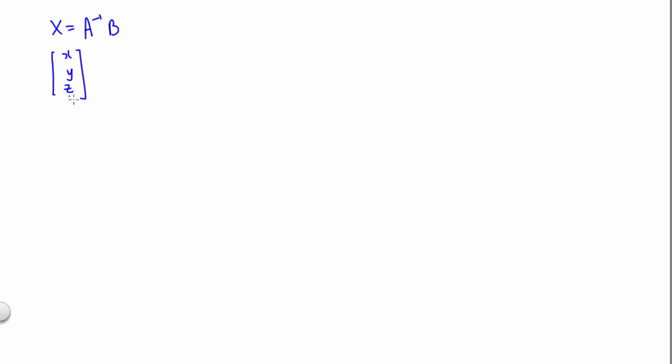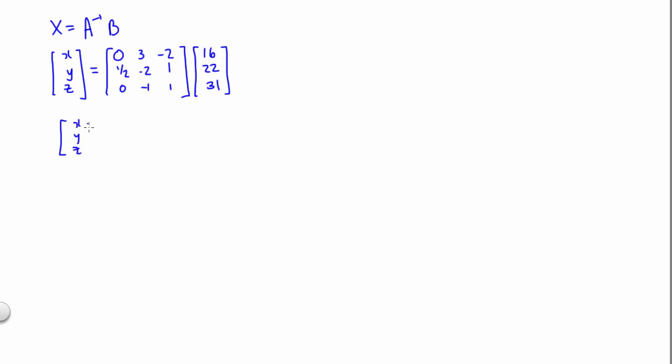X is a column vector consisting of our variables, so that's X, Y, Z. And I'm going to copy down the matrix A inverse that we discovered on our previous screen. So it was 0, 3, -2, half, -2, 1, and 0, -1, 1. That gets multiplied by B. Now let's remember B is a column vector which contains the constants for our system. So we said earlier B was the matrix 16, 22, 31. Now in order to solve our system, all that remains is just to do this matrix multiplication here.